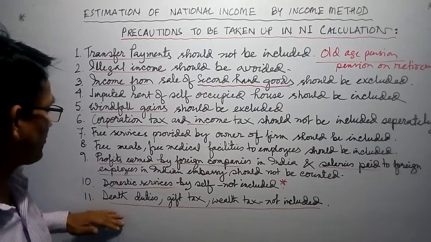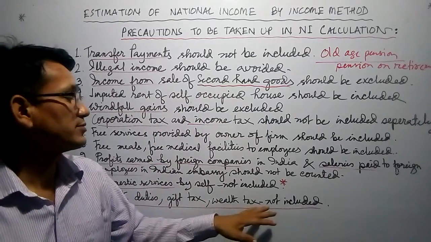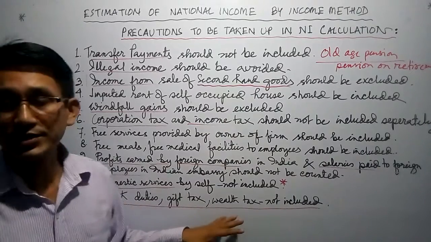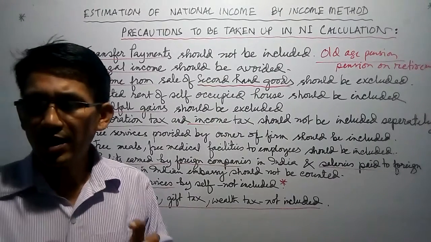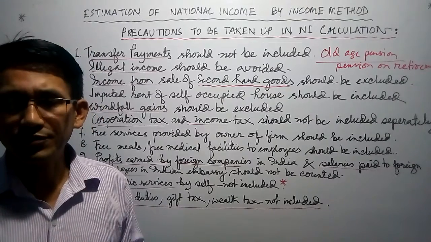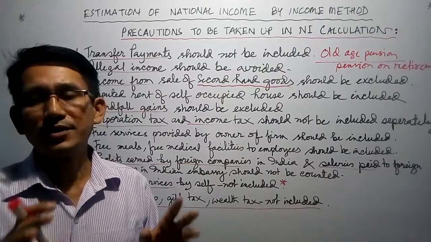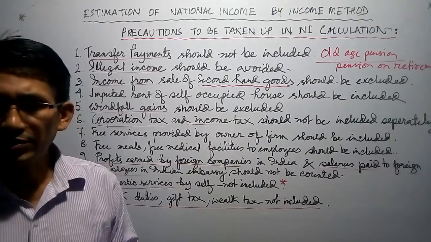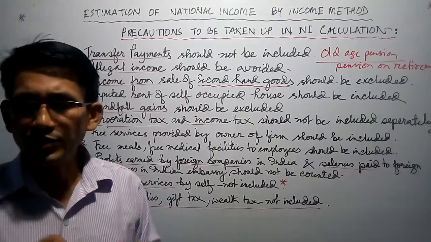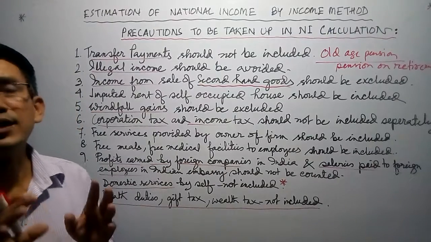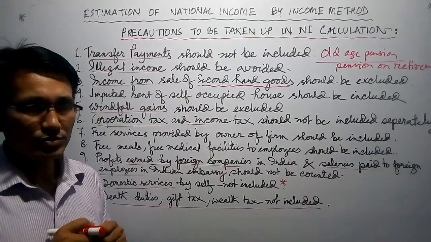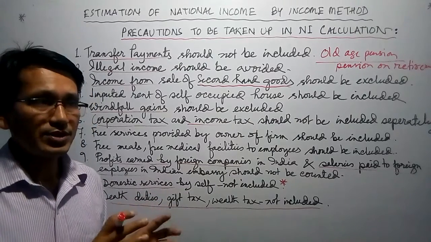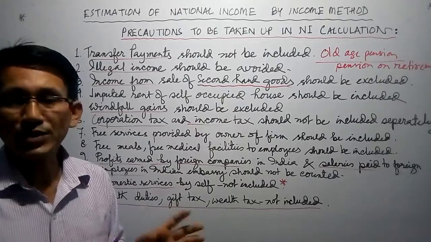Then the last factor we have is death duties, gift tax and wealth tax. Whether they will be included or not: death duties, gift tax and wealth tax are paid out of the wealth or past savings of the taxpayers. Therefore they should not be included in the national income, because these are not associated with the production of goods at present.